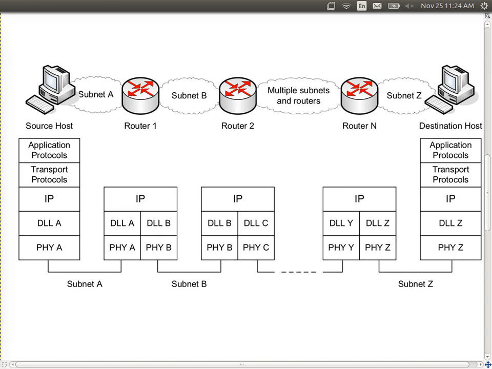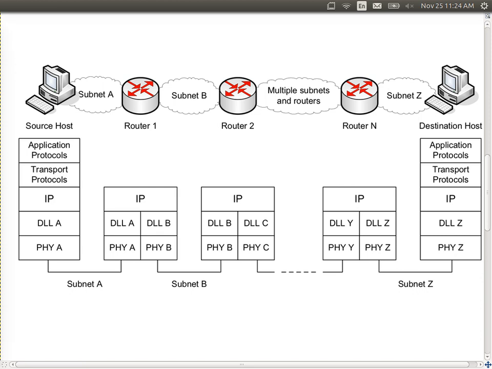Like I said, my laptop has three network interfaces, but I usually only use one at a time. In special cases, I could set it up to be downloading via the LAN and via Wi-Fi at the same time, but it's not very common. Router 2 connects to subnet B and, let's say, another subnet. And that continues. There are routers between there. And the last router, router N, connects to subnet Z, which then connects to the destination host.